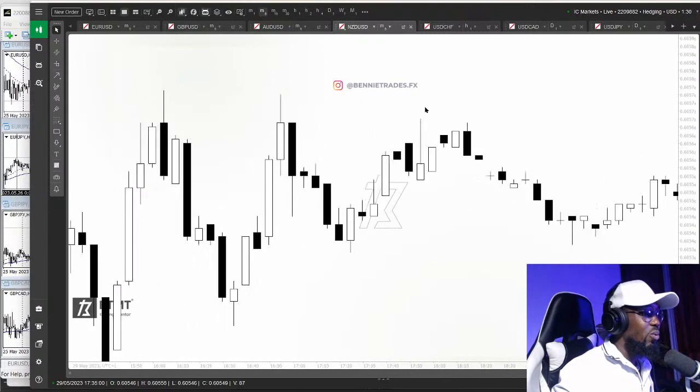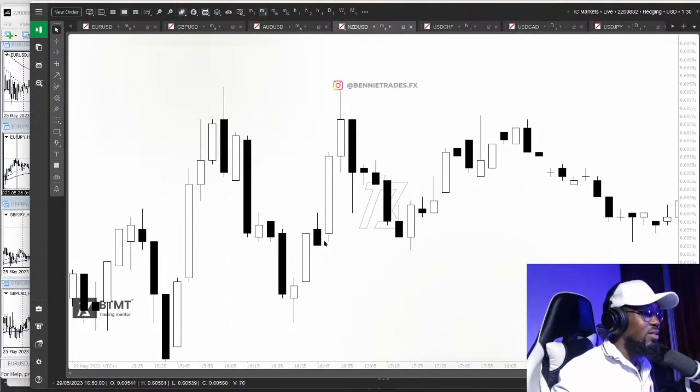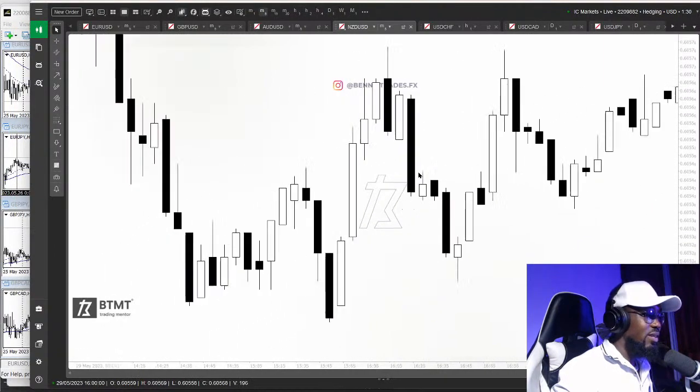So we're looking for an indecision candle followed by a trend bar. You can see the market is quiet here, but this white candle is inevitable. This one, this white is inevitable. It might not happen immediately, but you know that the momentum is to the upside. There's so many of them.